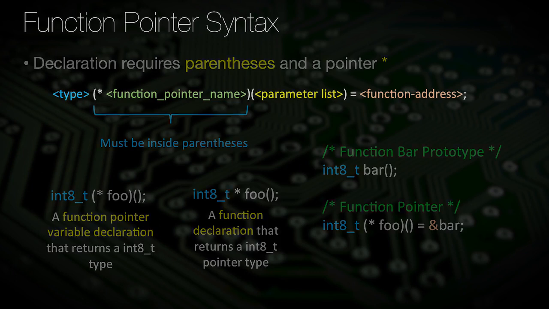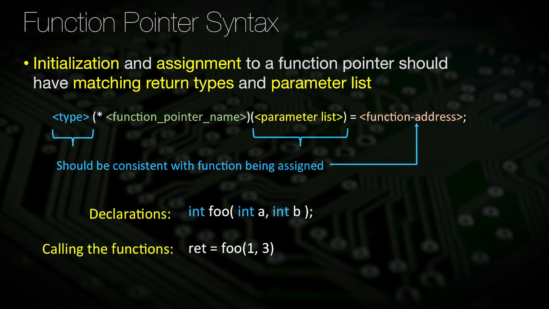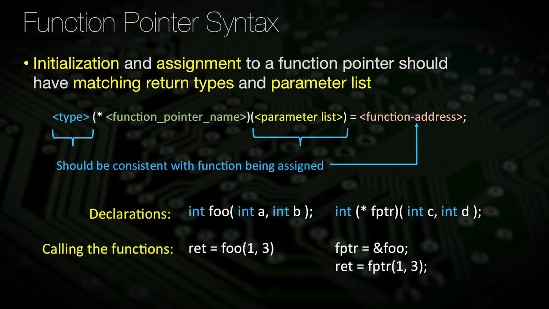Not all functions can be assigned to any function pointer. The function pointer declaration must match that of the function it's pointing to. For instance, this function foo has an int return type and two input parameters. The function pointer must be declared with the same types.